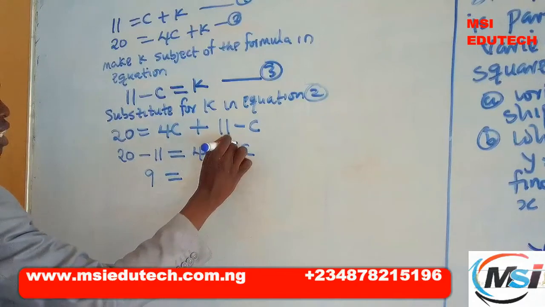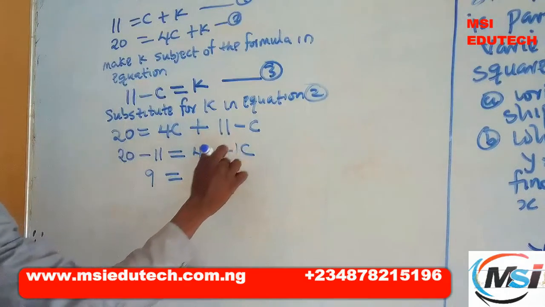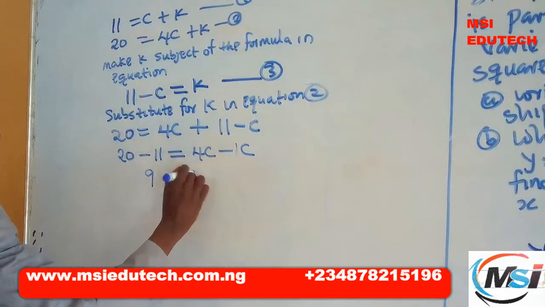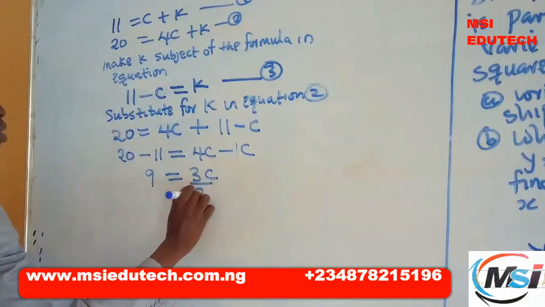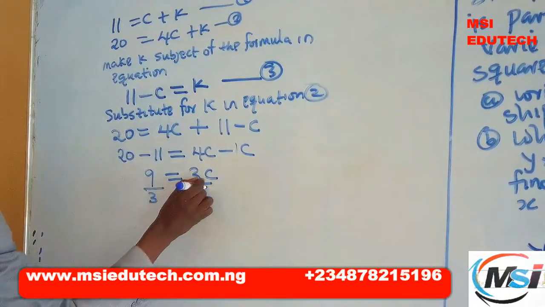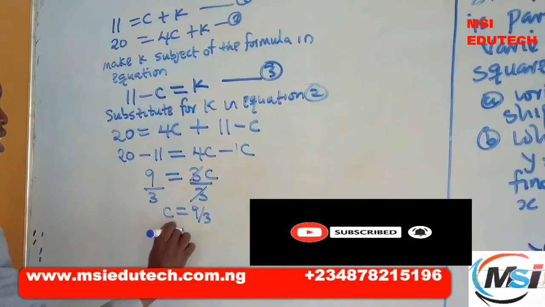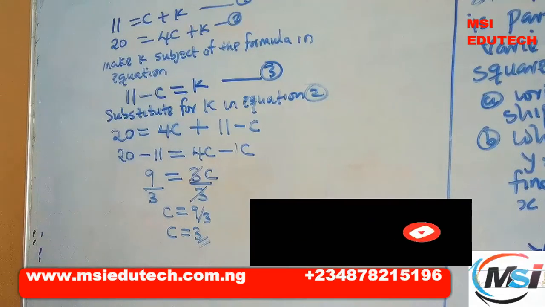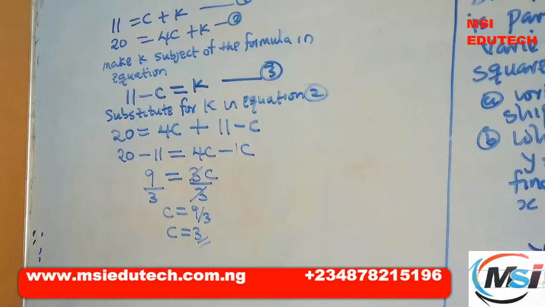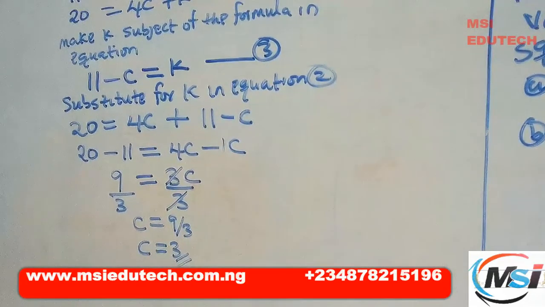Remember, there is 1 here. 4 minus 1 will give us 3c. So divide both sides by 3. This will cancel it. C will give us 9 all over 3. C is going to give you 3. I believe you understand that, right? In case you don't understand, always go over it again and you will surely get it. Now we want to find the value of k.